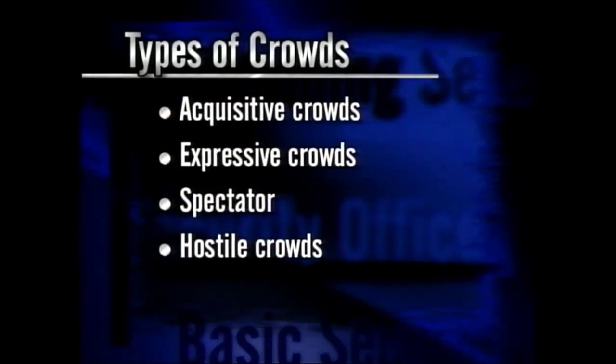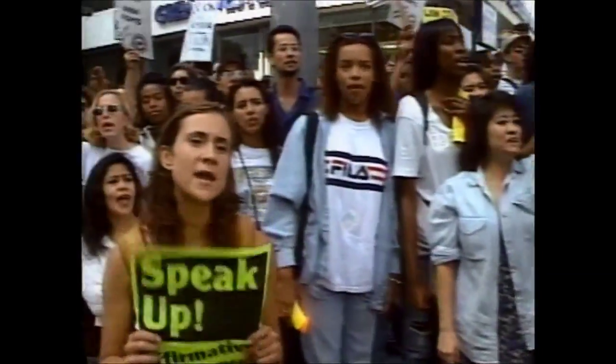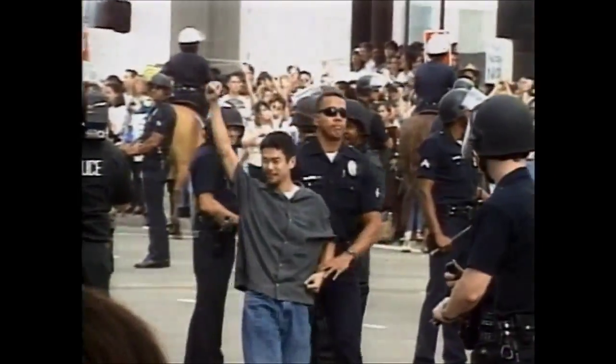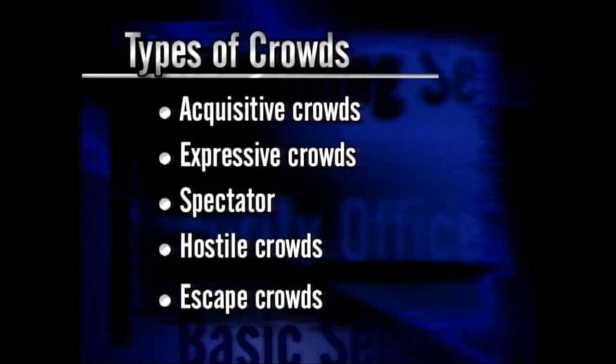You'll find them at sporting events and parades. Hostile crowds are there to cause problems or because they want to make a strong point about something. They can be found sometimes at political gatherings or union functions. Escape crowds are trying to get away from something fearful like a fire or other disaster.